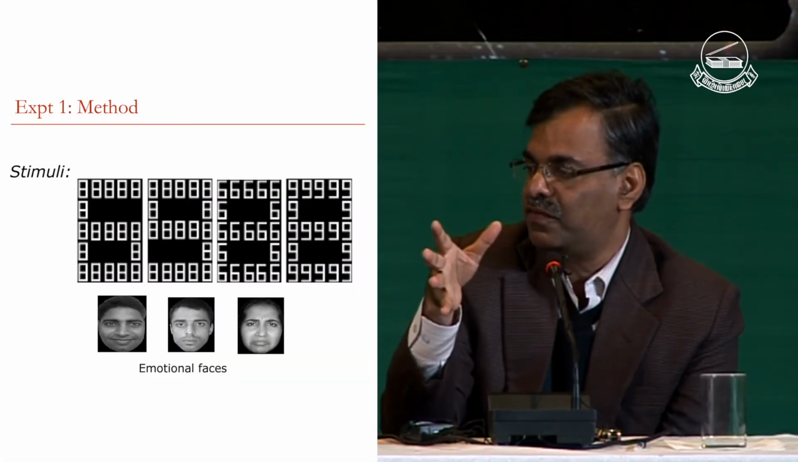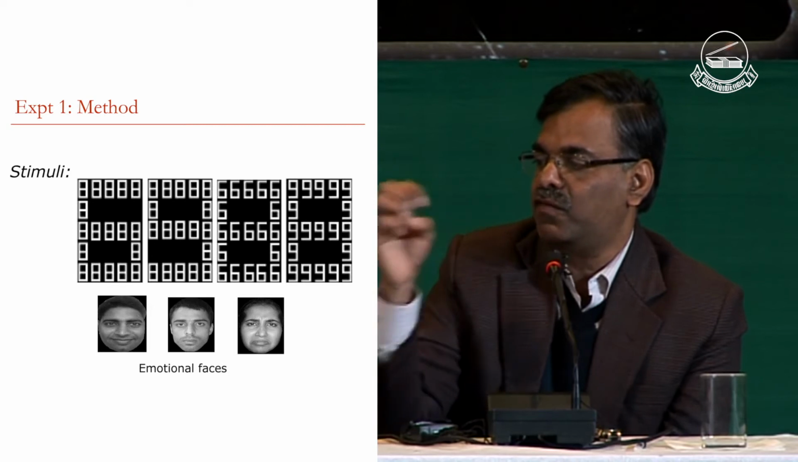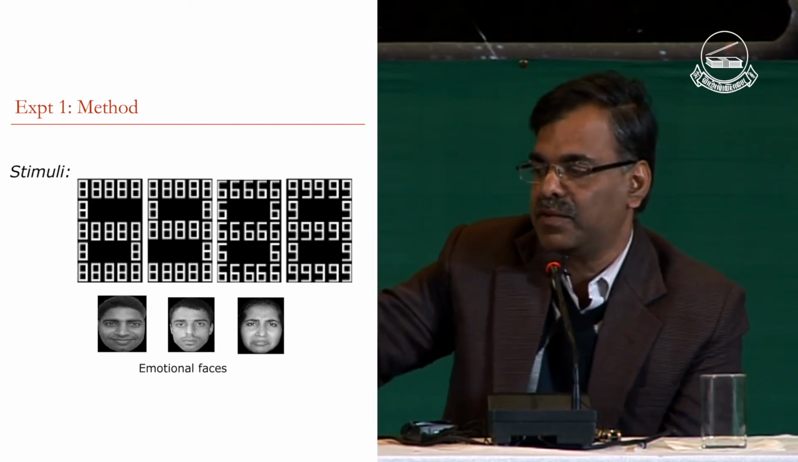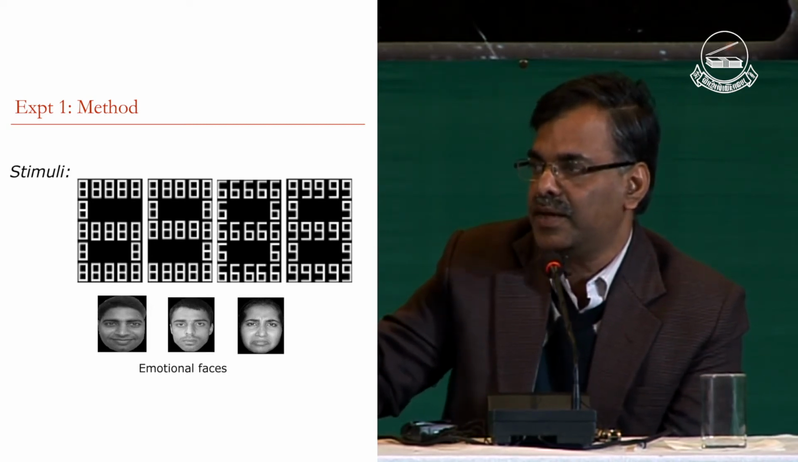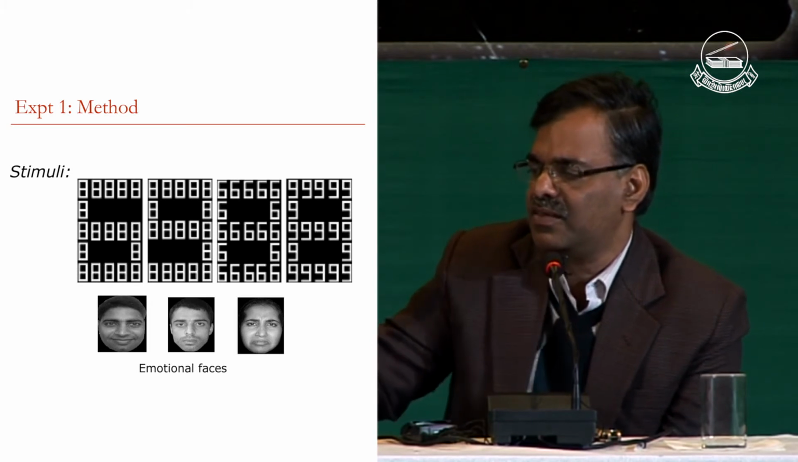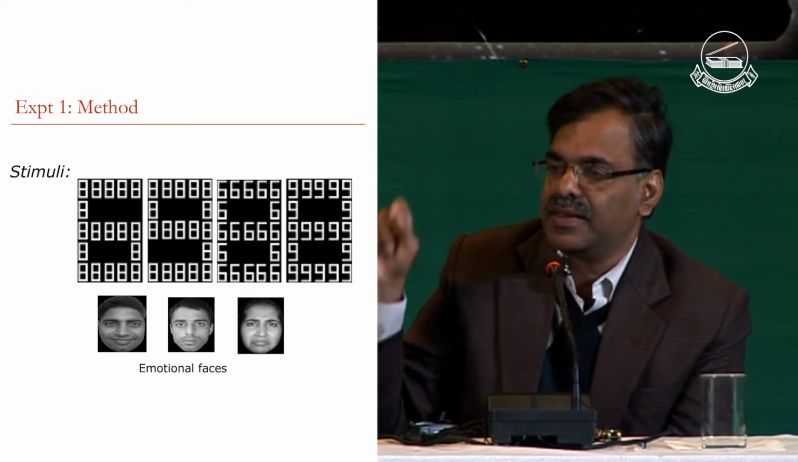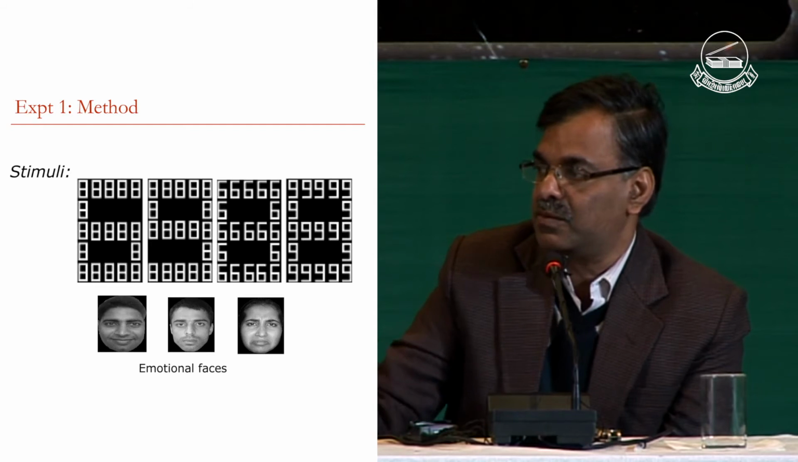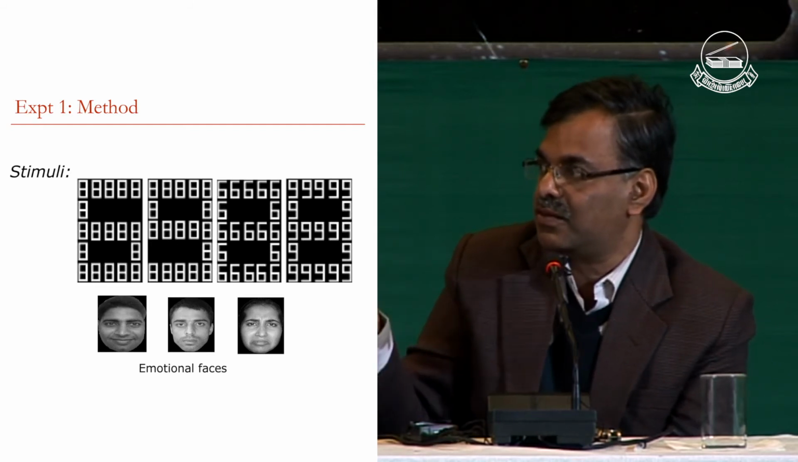Now, in terms of the global local stimuli, these are the stimuli we used. Let me quickly go to them. Essentially, it's a simple experiment. The idea is we showed an emotional face first, and then followed by a big letter made up of small letters. People have to identify a particular target, in this case 6 or 9, and then respond as fast as possible. Remember, they really have nothing to do with each other.